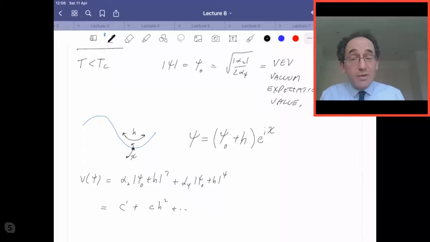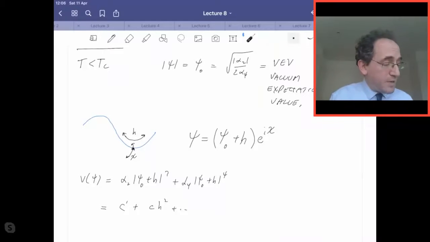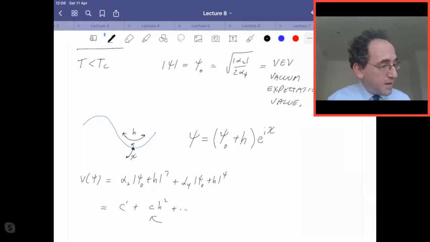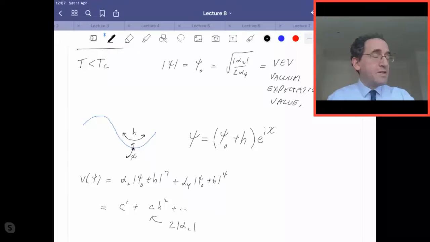It's going to be quadratic going up and down this hill. Whenever you're at a minimum, you can always expand quadratically. And if you actually do this expansion, you'll discover the value of that constant C there is 2 times alpha 2. So we know that there's going to be an energy to go up and down that hill.